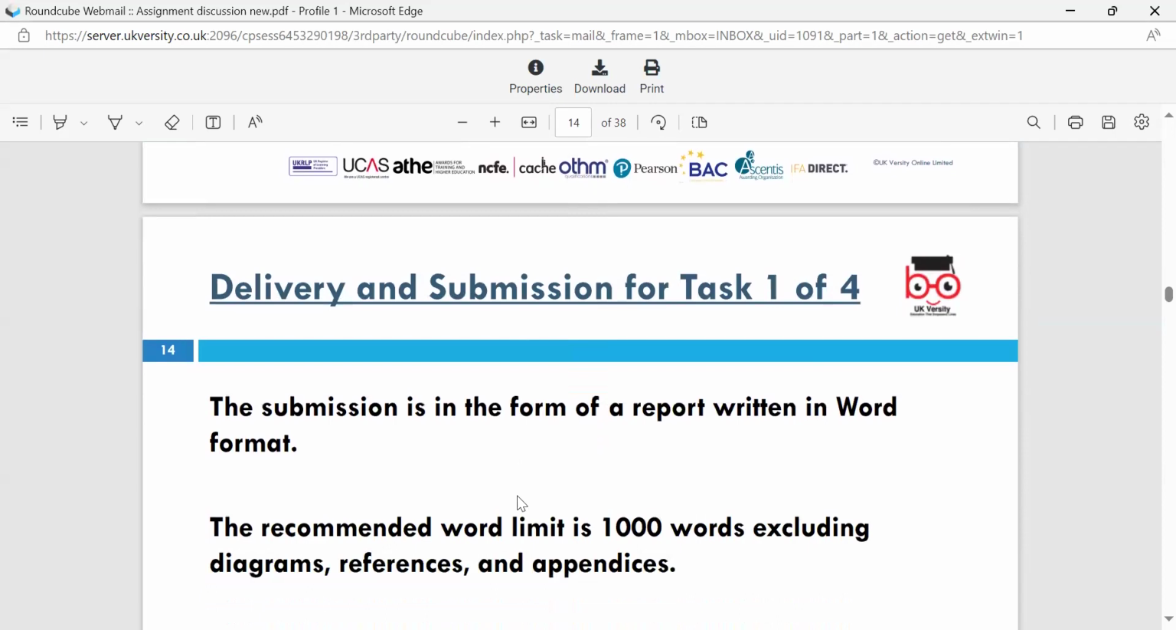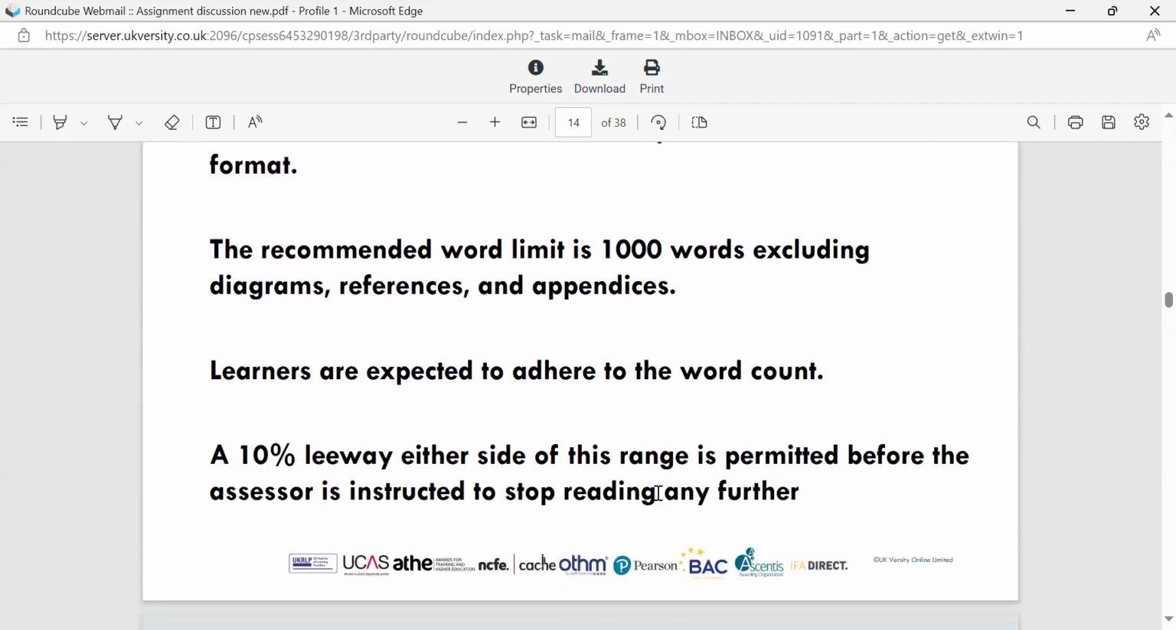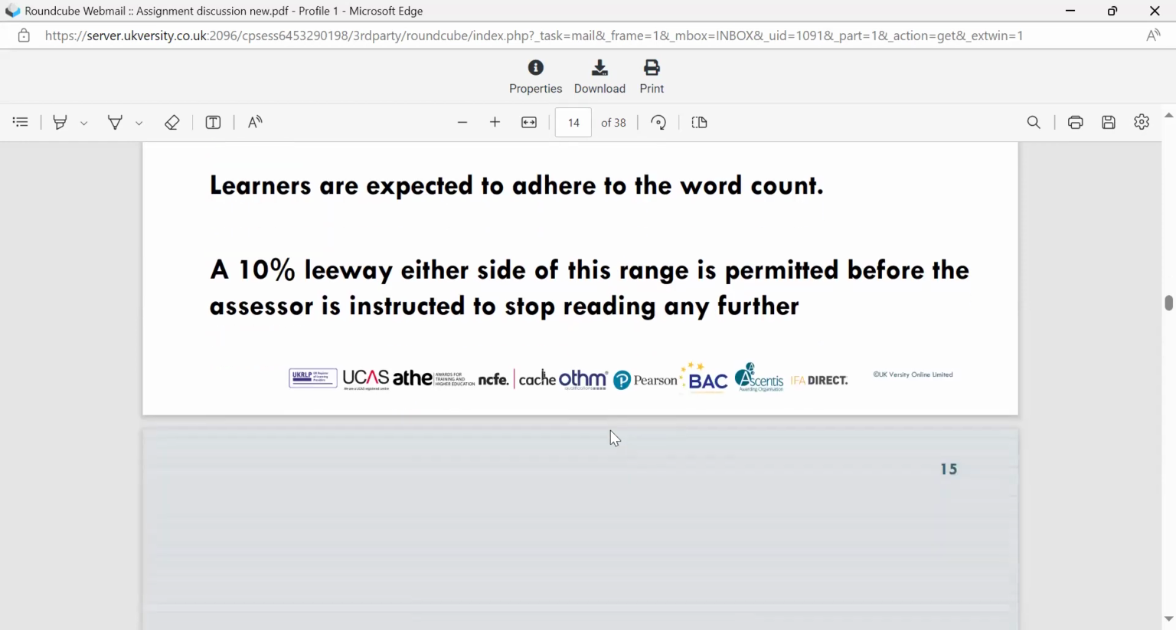Delivery and submission for assignment task 1 of 4. The submission is in the form of a report written in Word format. The recommended word limit is 1,000 words, excluding any diagrams, references and appendices. So make sure you are sticking to the word count. Learners are expected to adhere to the word count, and keep checking your word count. A 10% leeway either way of this range is permitted before the assessor is instructed to stop reading. So you've got 10% leeway, but make sure you are answering the question you have been asked to answer.